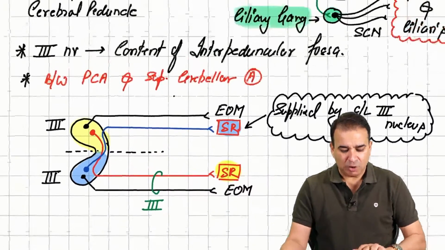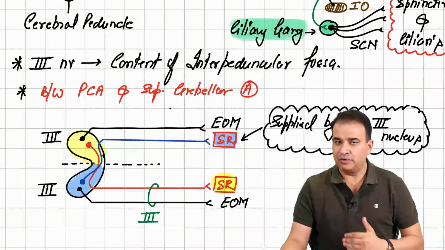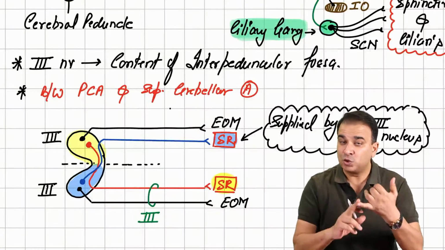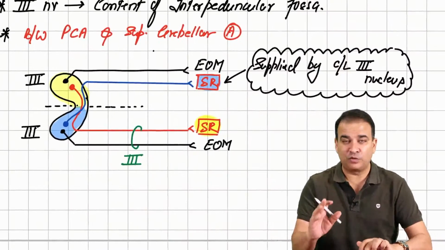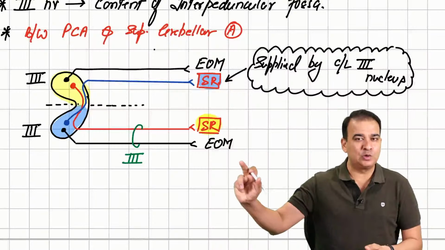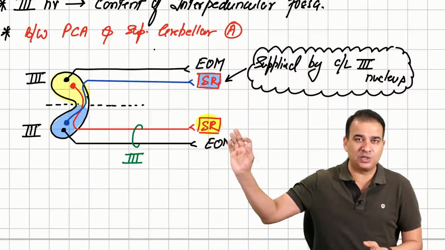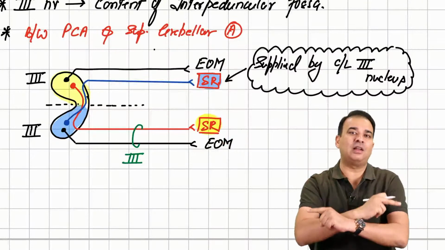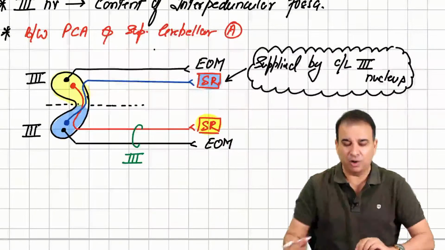Right, so this is something about the third nerve, guys. The content of interpeduncular fossa, we saw it is passing between the posterior cerebral and superior cerebellar artery. The relation to cavernous sinus, we said it is in the lateral wall of cavernous sinus. We saw how it is entering the superior orbital fissure. And we also saw something very special about superior rectus. That's a question asked in the AIMS exam. That superior rectus muscle is supplied by the contralateral oculomotor nucleus, opposite side oculomotor nucleus.